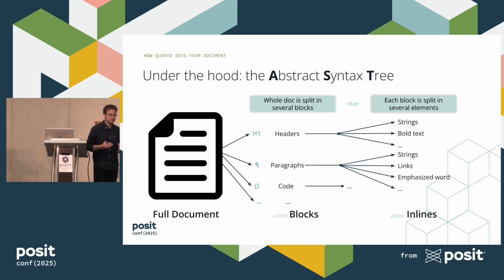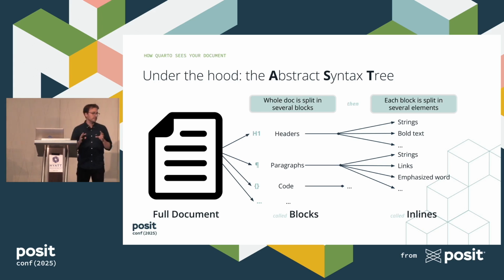So there is the full document that you have and that you see on the screen, and the first step of the reading part will be to split this document into block elements, so the bigger elements. It could be headers, paragraphs, some code blocks, and those elements are called blocks, and they are like the branches of the tree, and the whole document is the trunk. Each of these blocks will then be split into more granular elements, which are called inlines. These will be strings, some bold text, some links, an emphasized word, more granular elements that are inside those blocks. And it is on that representation that our function will apply.